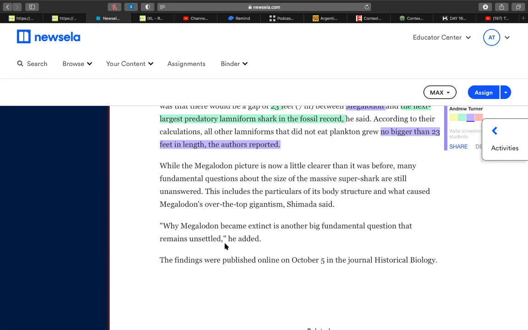So why are they not around? And then the findings were published online on October 5th in the journal Historical Biology.